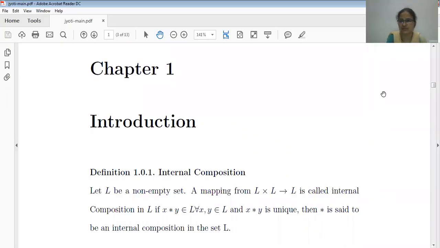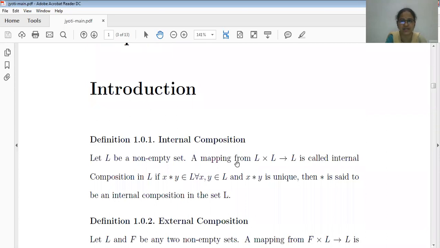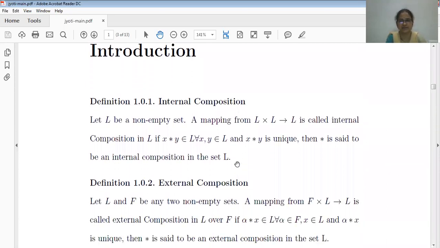Now in this lecture, we will try to understand what is the norm linear space basically and what is the relation between the norm linear space and metric space. To understand what is the norm linear space, or before that what is the linear space, basic definitions are: first is internal composition. Let L be a non-empty set.